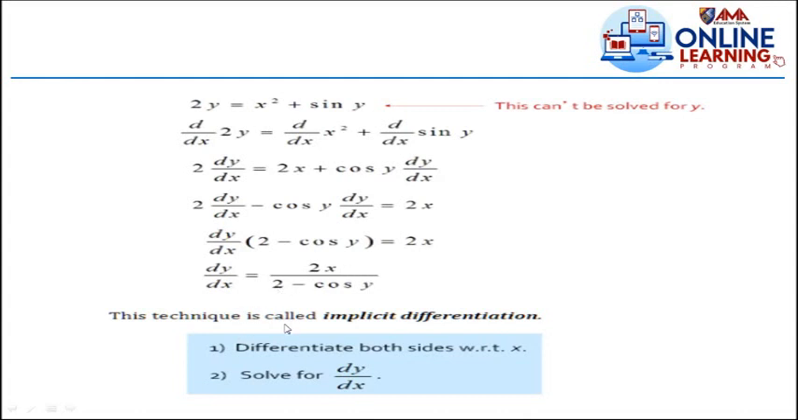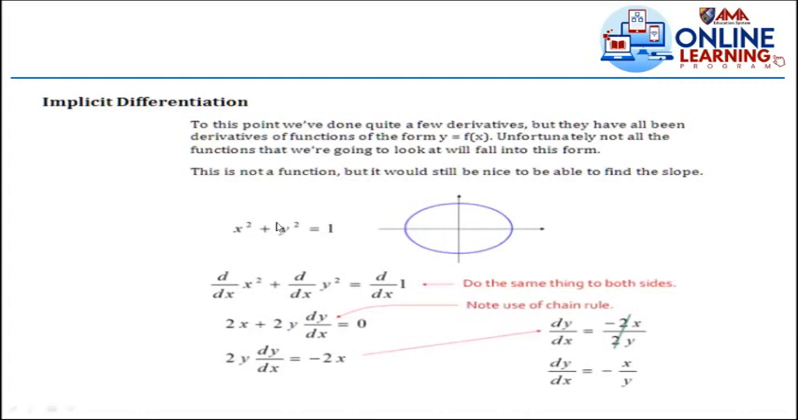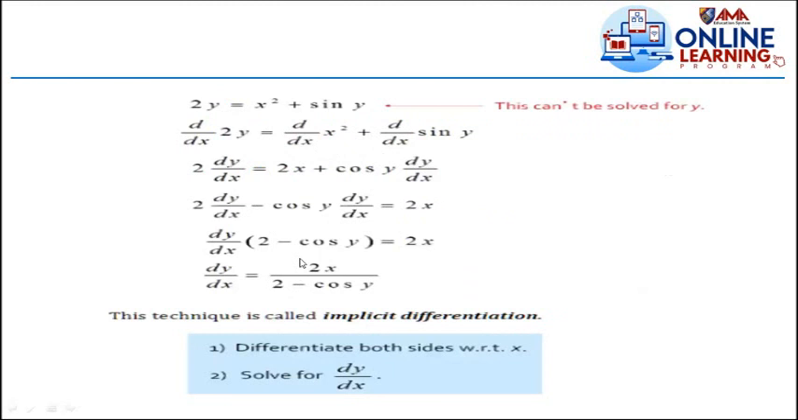So this technique is called implicit differentiation. If we look at our formula, for each term we take its first derivative. That is implicit differentiation. Here, we took the derivative of each term individually. So this technique is called implicit differentiation: differentiate both sides with respect to x, then solve for dy/dx. That is an example of implicit differentiation.